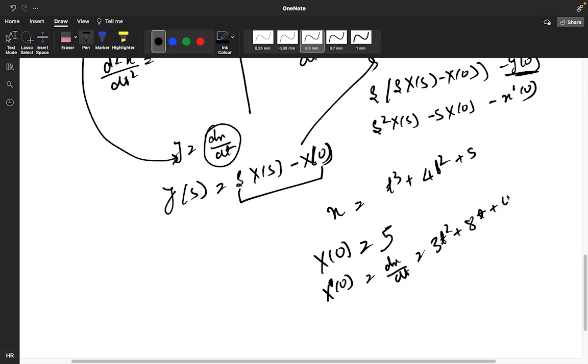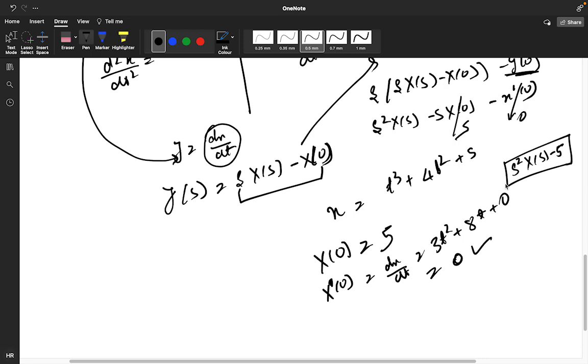Plus 0, that's it. Now you have to substitute t equals 0, and you will get 0. So your x dash of 0 value is coming as 0, and x of 0 value is coming as 5. So you are getting s square x of s minus 5. Is this clear? This formula is clear.